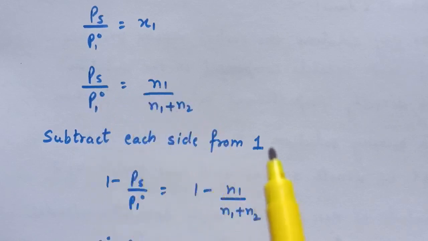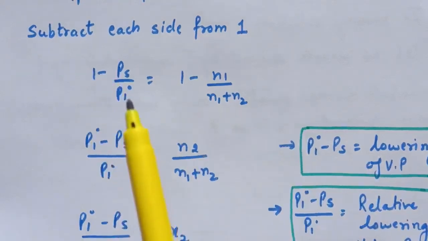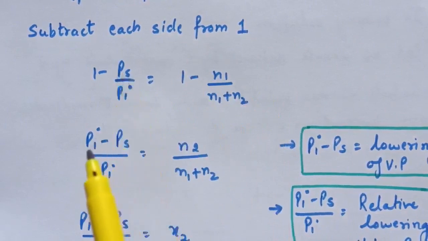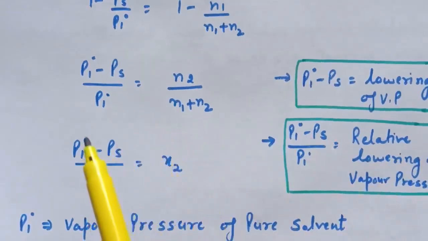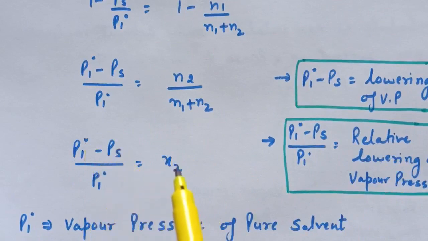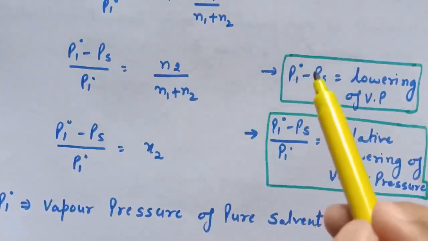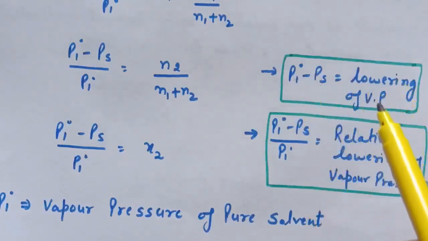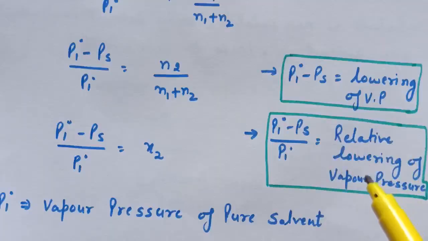Now subtract each side from 1. So when we subtract these from 1, the expression becomes P1 naught minus PS upon P1 naught, which will be equal to N2 upon N1 plus N2. This is the expression for mole fraction of component 2. So we can write P1 naught minus PS upon P1 naught equal to X2, where P1 naught minus PS is the lowering in vapor pressure, and P1 naught minus PS upon P1 naught is known as relative lowering in vapor pressure.